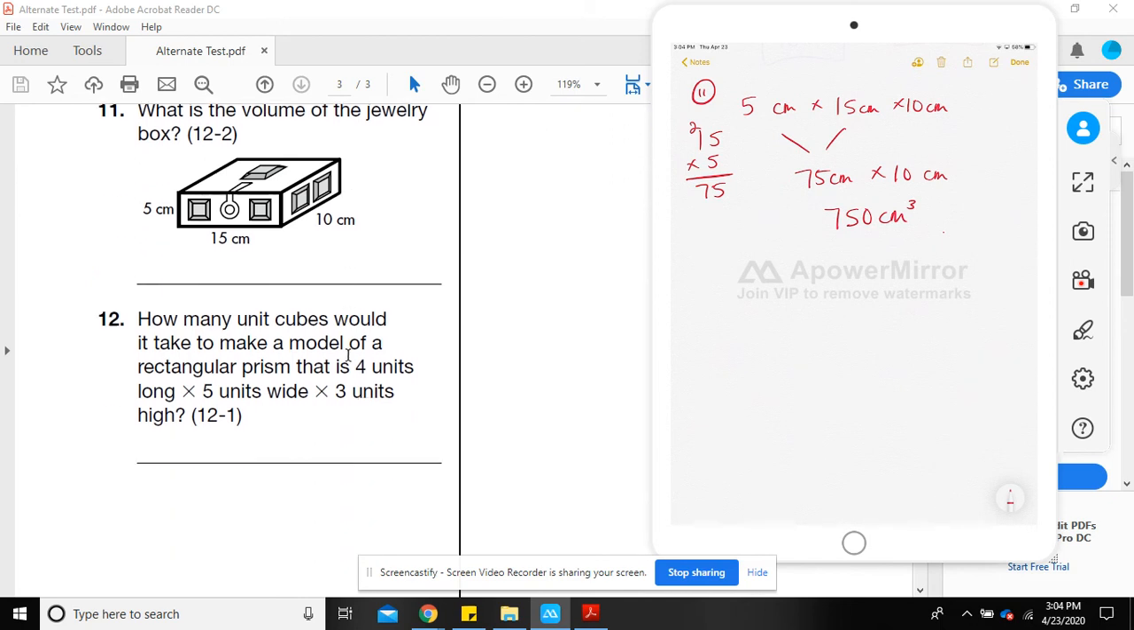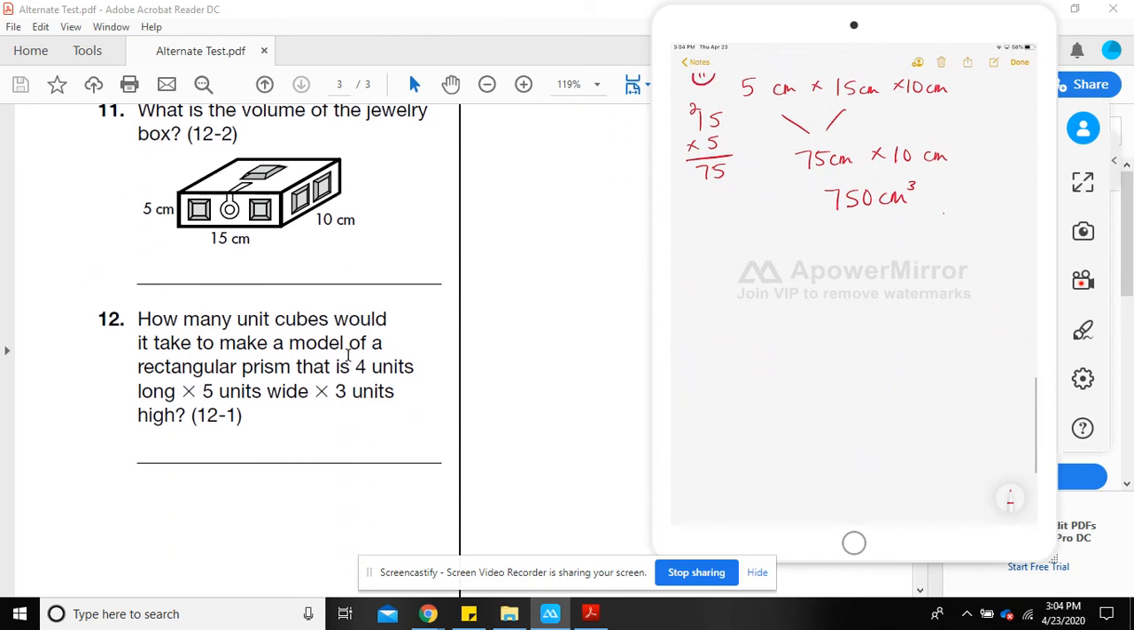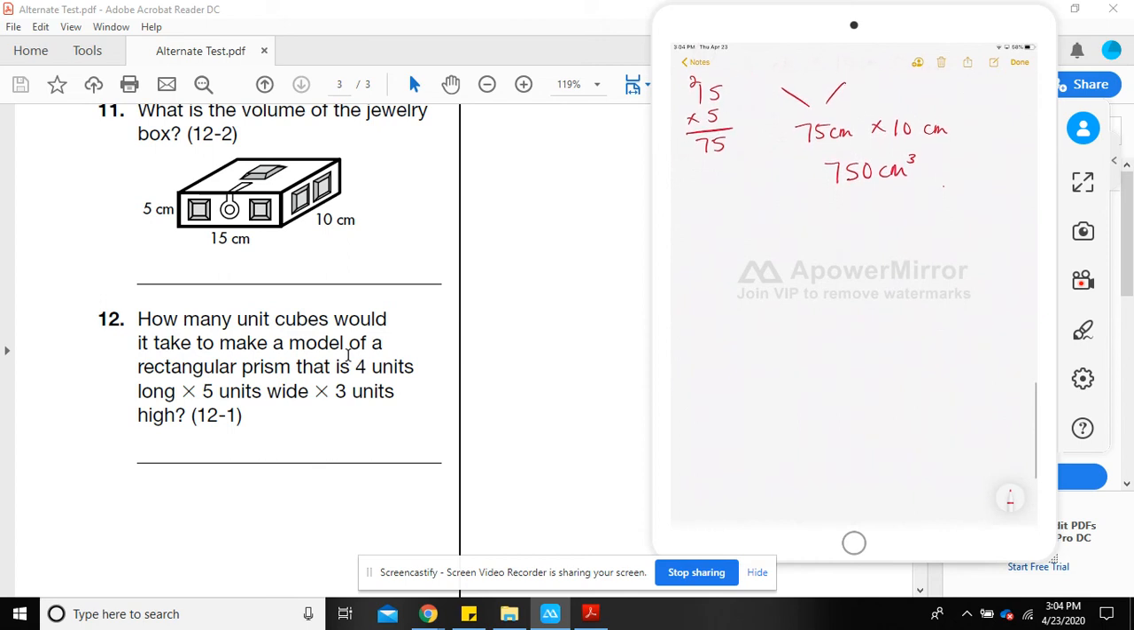Okay, number 12. How many unit cubes would it take to make a model of a rectangular prism that is 4 units long and 5 units wide and 3 units high? Okay, so we have a rectangular prism. I'm going to draw one out here. It's not going to look perfect, but it will do.